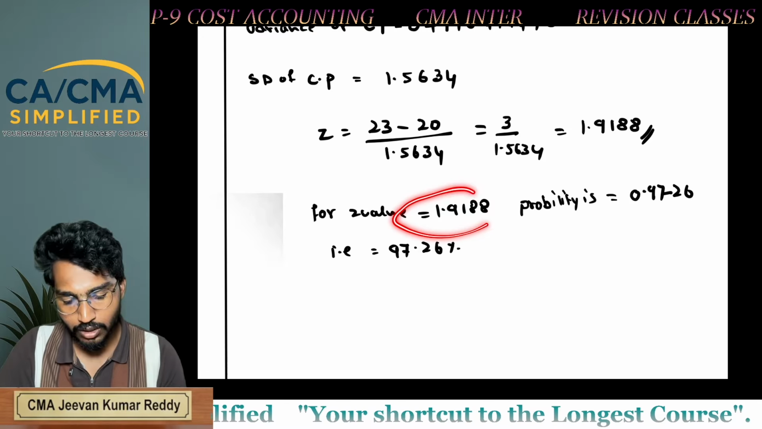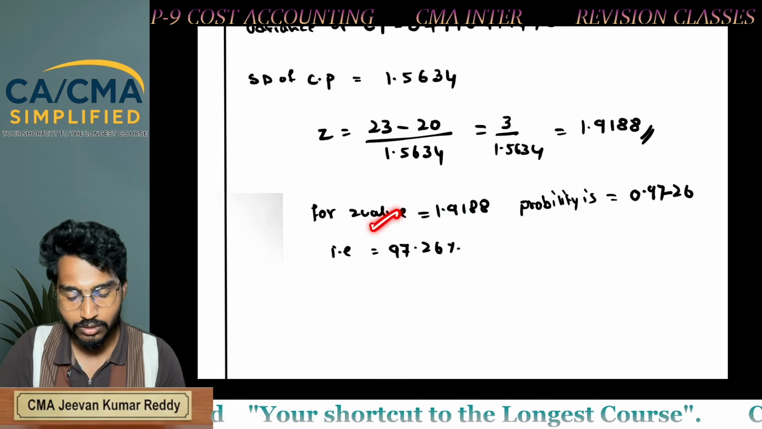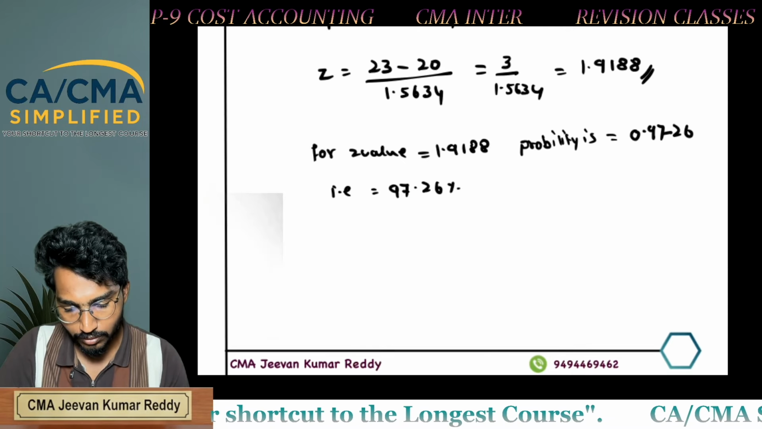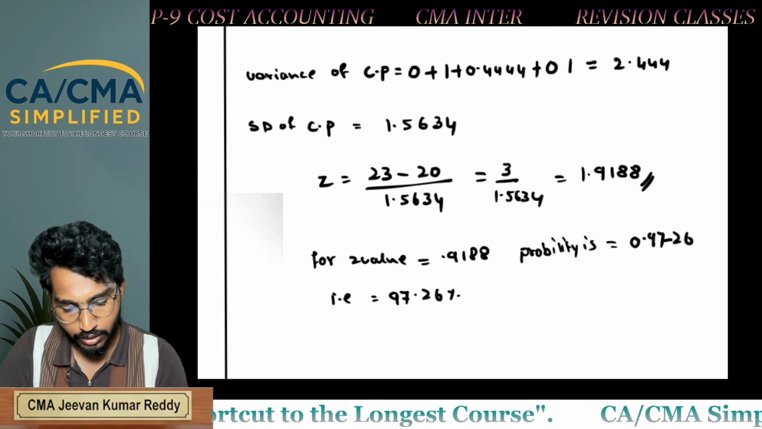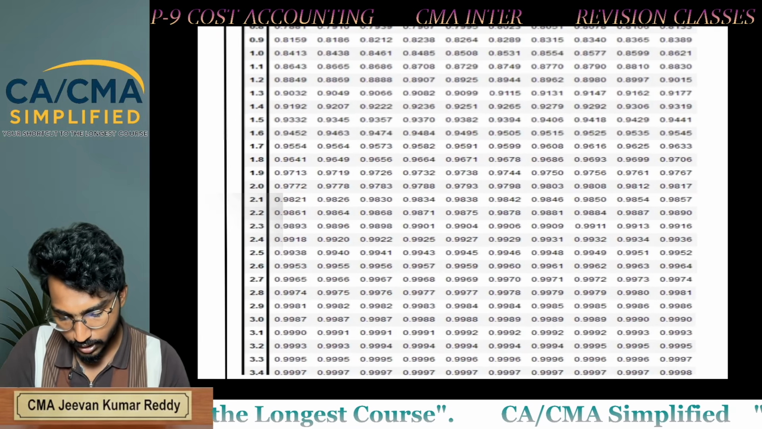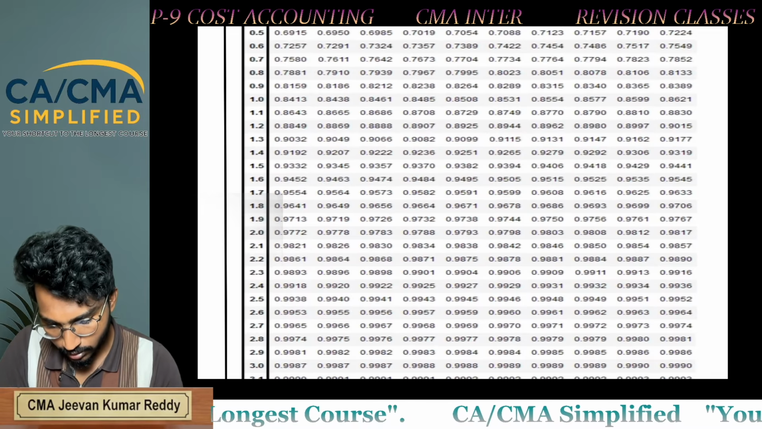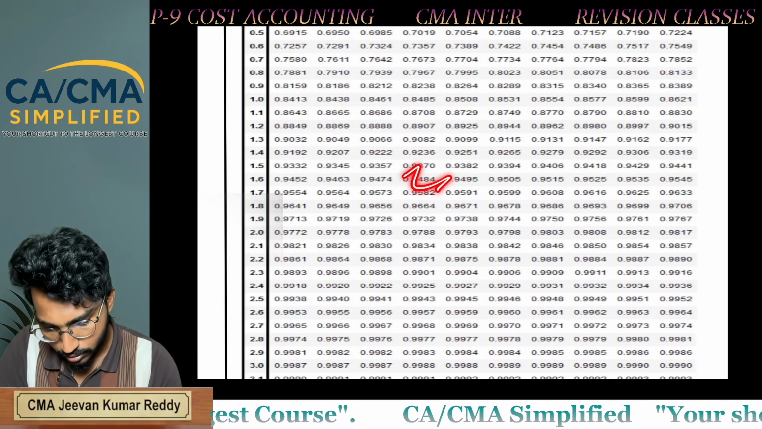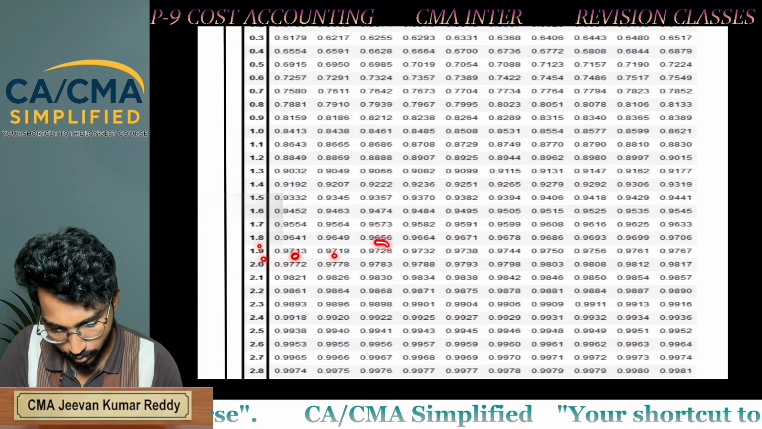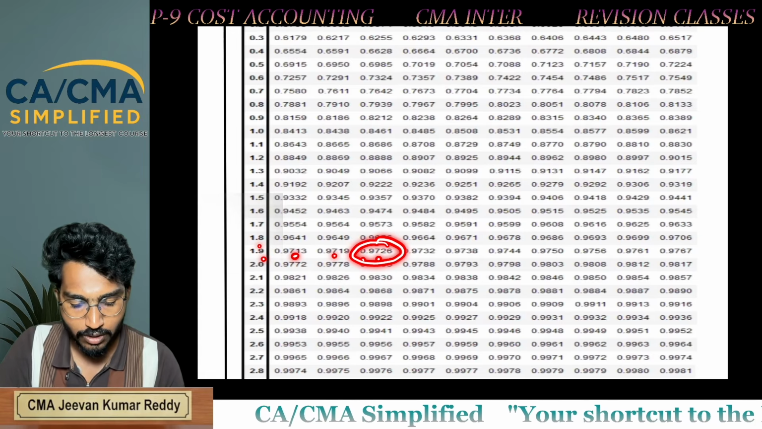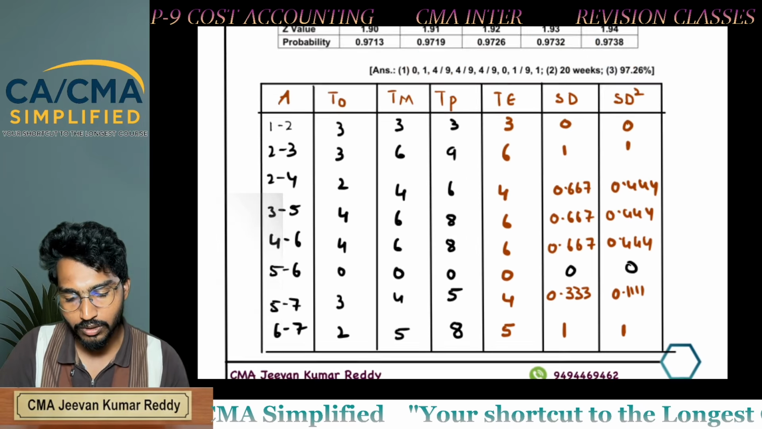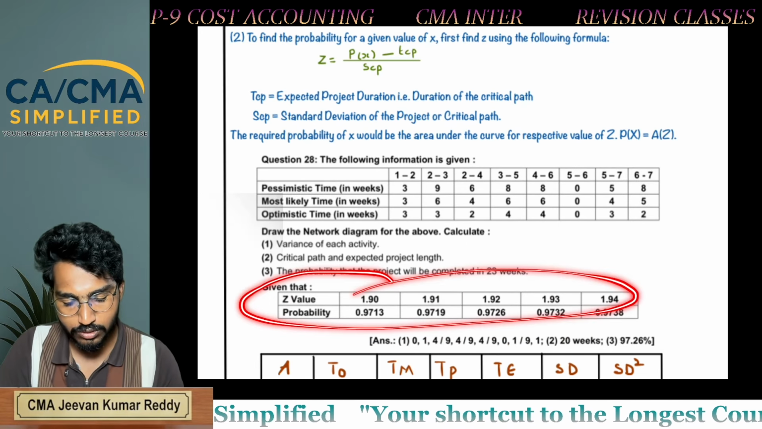You can also check it with your Z table. For 1.92, here this is 1.9, and the value is 0.9726. Mostly in our examination they will give Z values like this only.